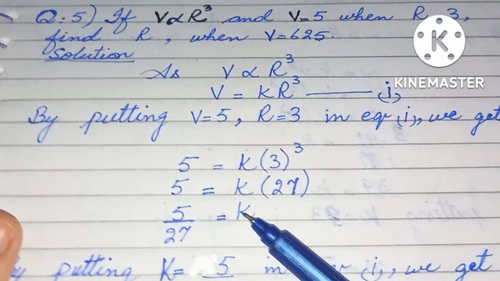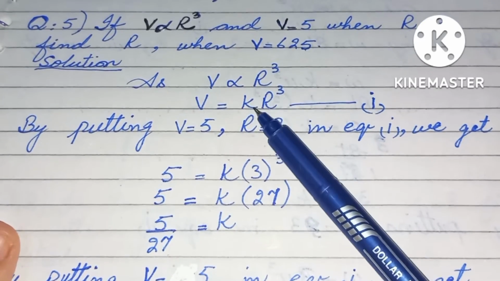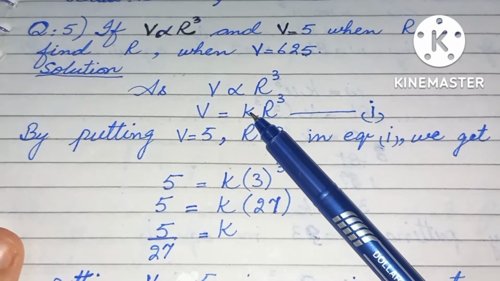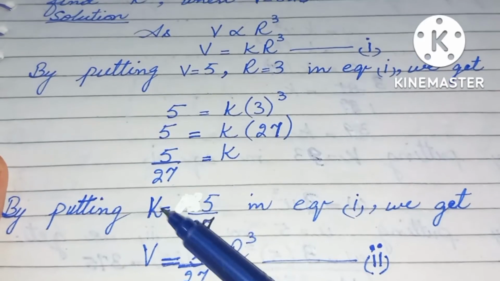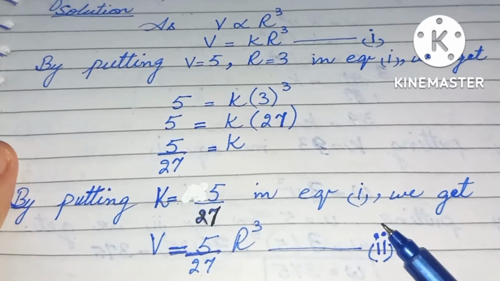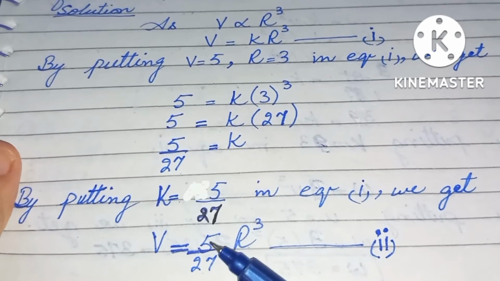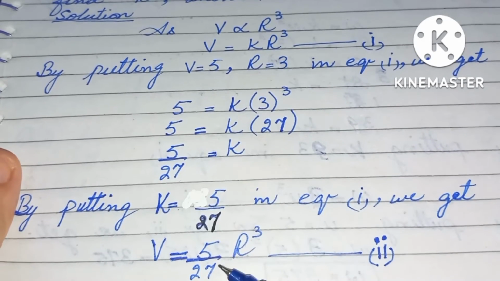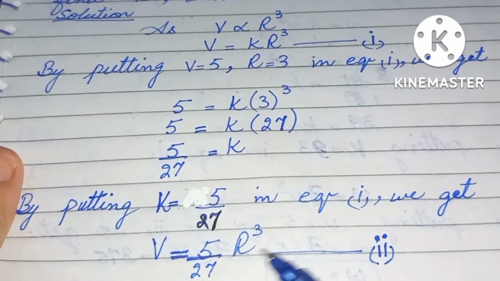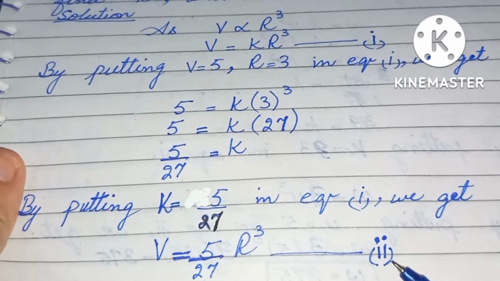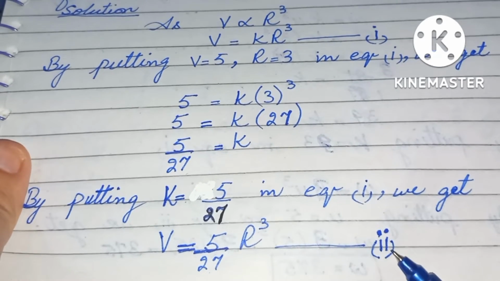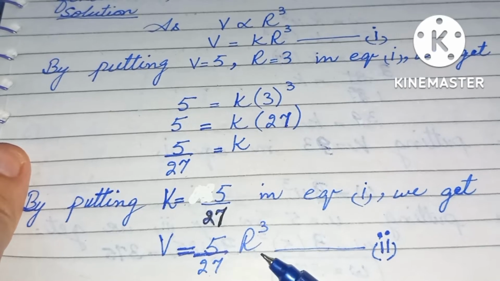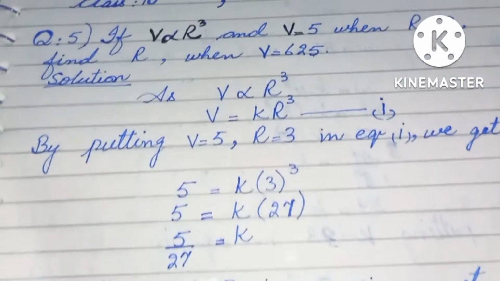Now we will put this value of K in equation 1 in place of K. So by putting K is equal to 5 by 27 in equation 1, we get V equals to 5 by 27 R cube. V as it is. K की जगह पे आपने 5 by 27 लिख दिया and R cube. Name this equation as equation 2. Clear? Now further question इस equation की बेस पे सॉल्व होगा.